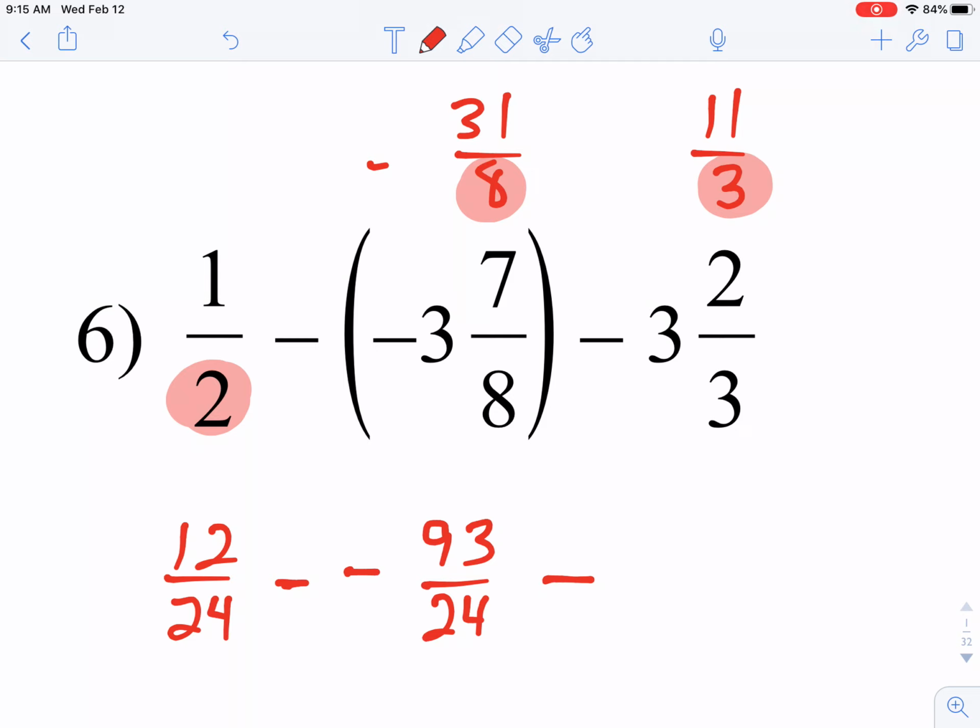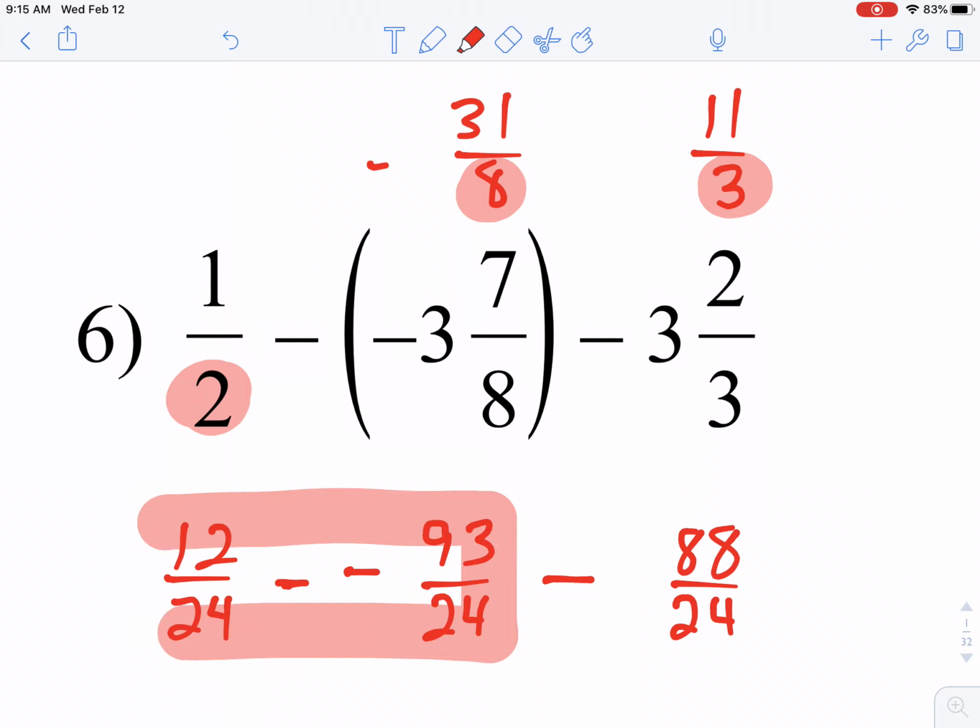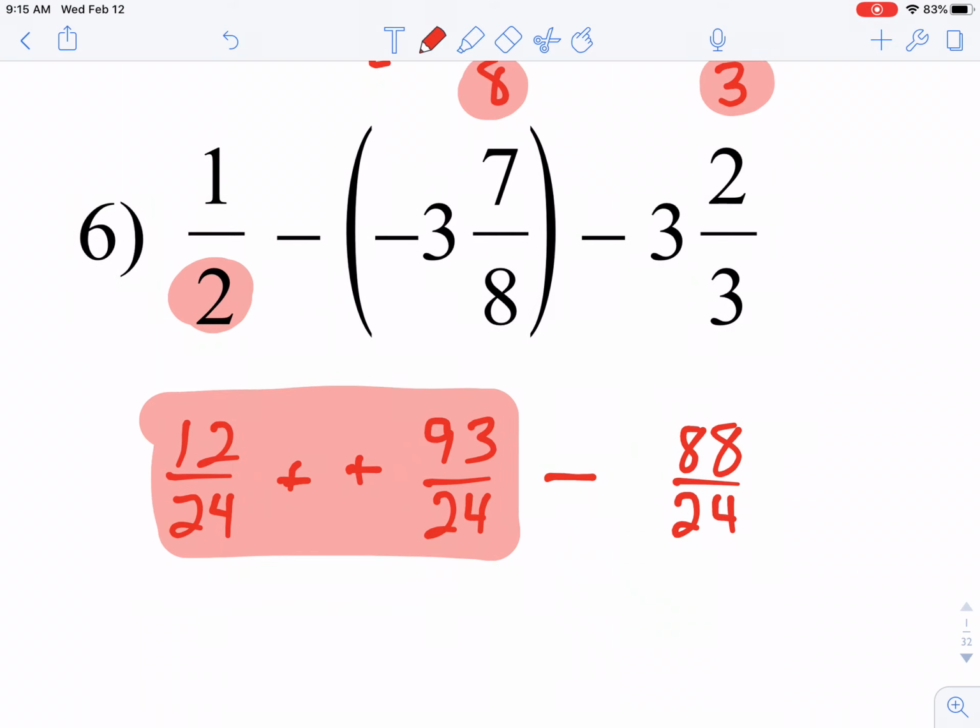We want to make 11 over 3 have a denominator of 24. So multiply by 8, we get 24, and 8 times 11 is 88. Now we can start looking at the problem. Again, the first thing you're going to look at is simply these 2 terms, left to right. What I know is that if I subtract a negative, it turns into a plus. So 12 plus 93 is 105. 24 stays the same. We can bring down our 88 over 24 and our subtraction sign.